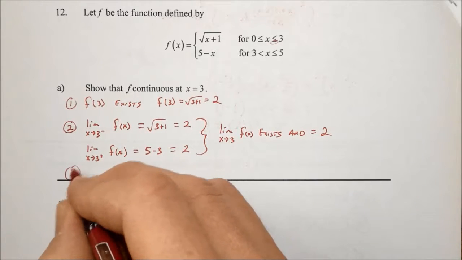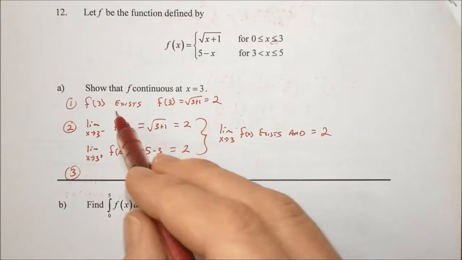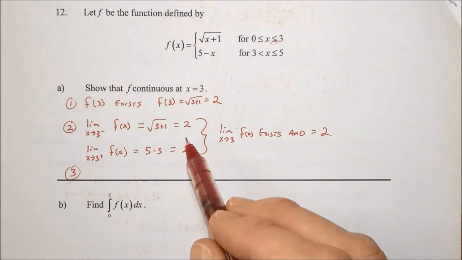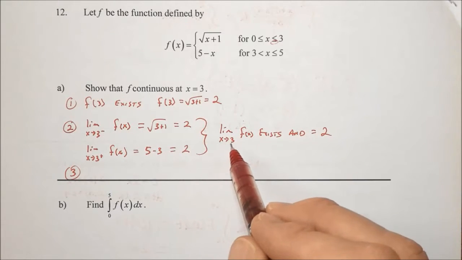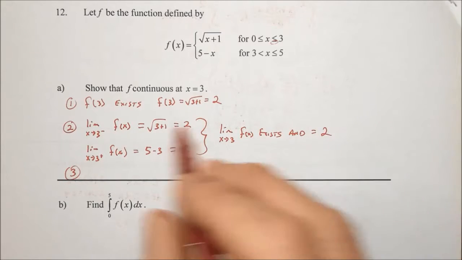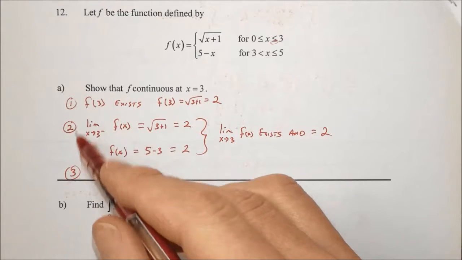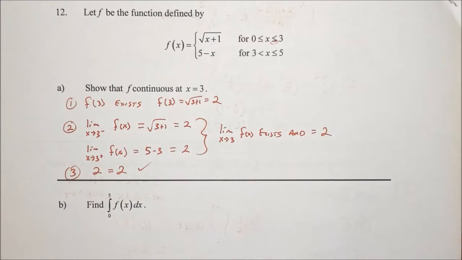And then our third requirement is that the value of the function, which is 2, must be equal to the value of the limit as x approaches the number of the function, which is also 2. So we have to write down 2 equals 2, and now we've got all 3 requirements done.